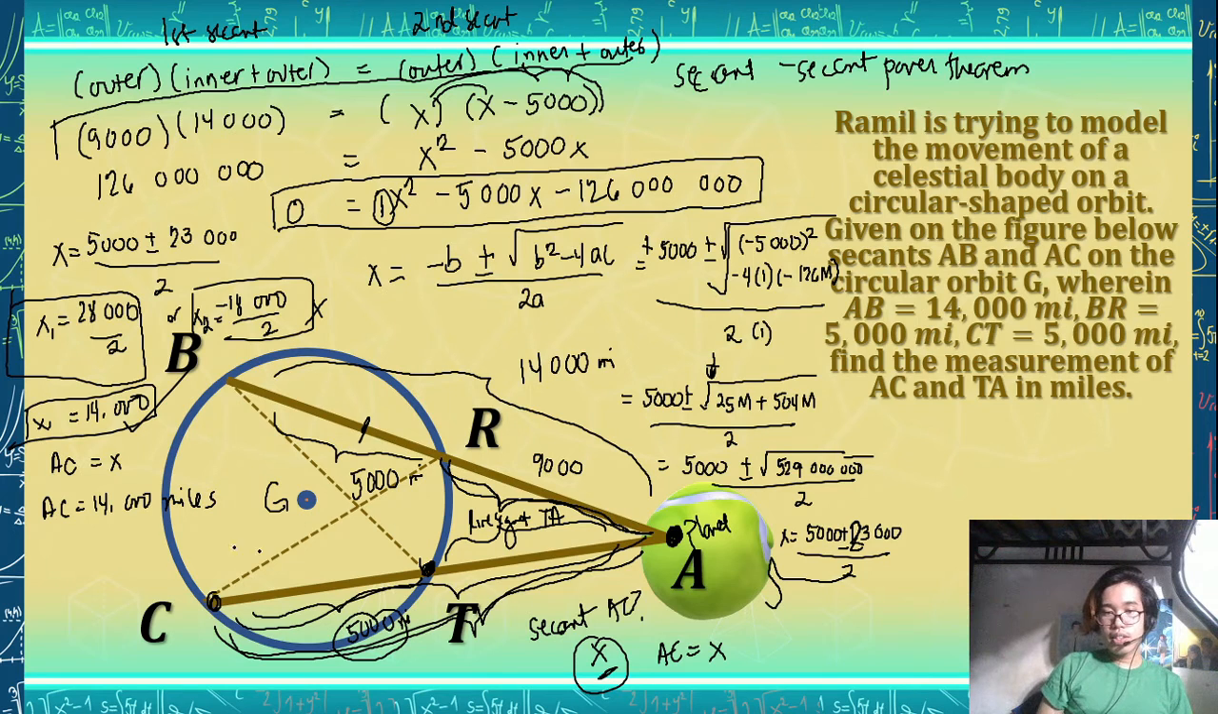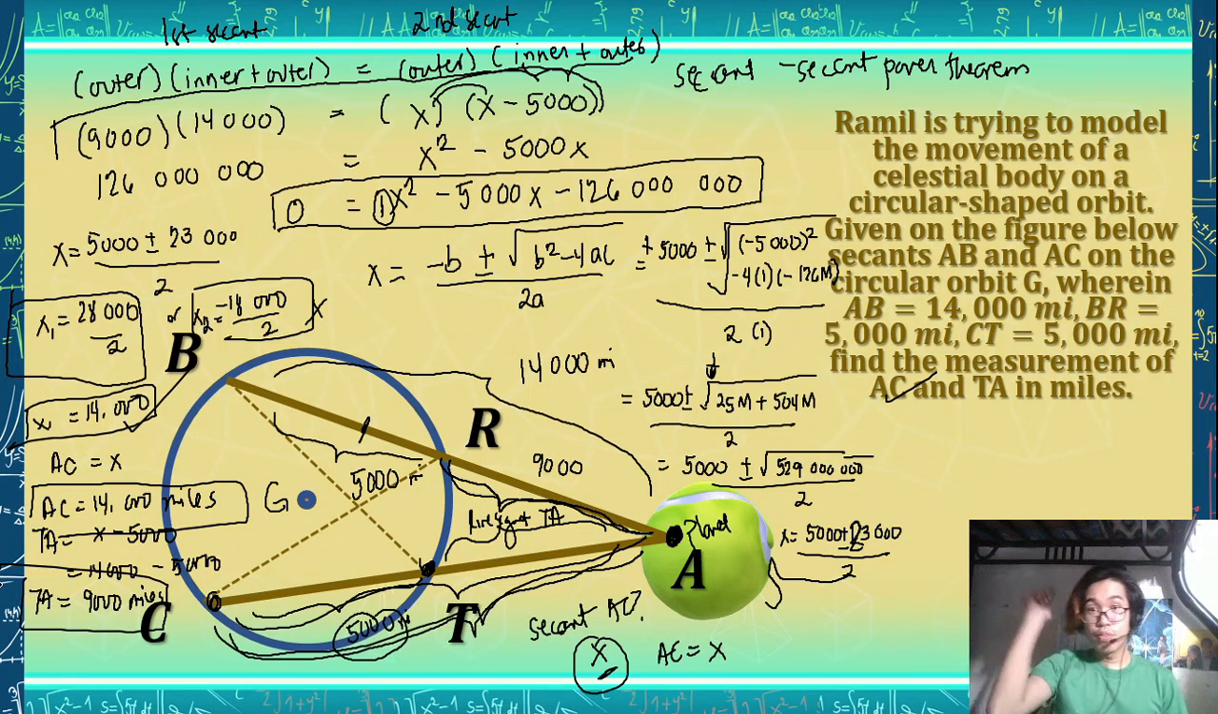We've solved for AC. Since TA is equal to x minus 5,000, that's 14,000 minus 5,000, so TA is equal to 9,000 miles. And that's how we solved our problem on the secant power theorem.